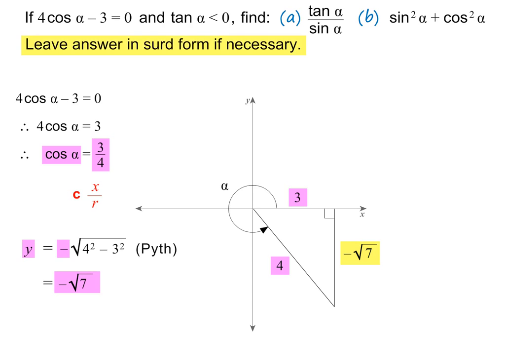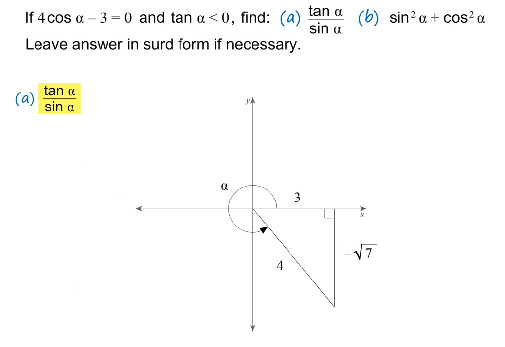Because we were asked to leave the answer in surd form, we will stick with minus root 7. In other words, no calculators may be used. We are now ready to answer part A of the question. Here we are asked to find tan alpha over sin alpha. We need to recall that tan is the ratio y over x, and sin is the ratio y over r.